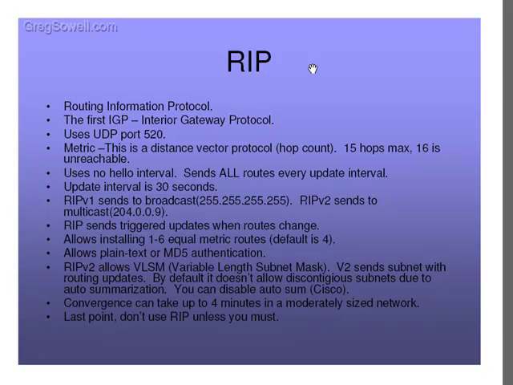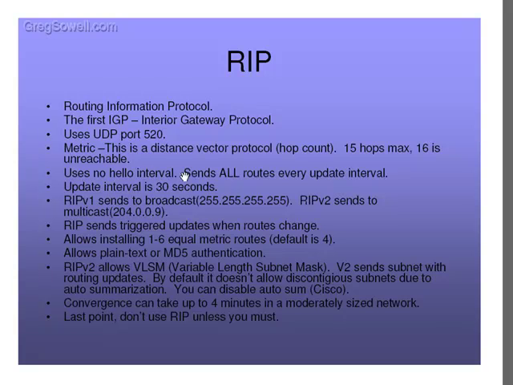The metric for this one, since it is a distance vector protocol, is hop count. 15 hops is the maximum. Once it hits 16, it's considered unreachable and no good. So you can only have a network that's 15 routers deep. Past that, it's going to be considered ineligible, and the route will be tossed in the trash.